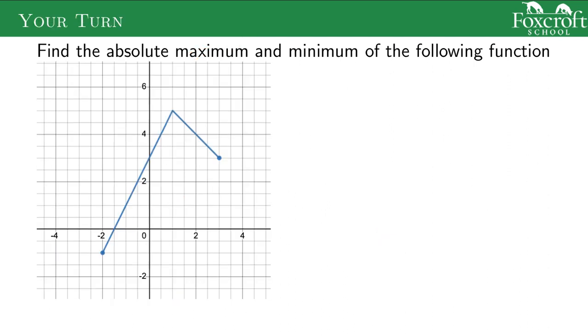Here's one for you to try on your own, less confusing. Just find the absolute max and min for this function. And I'll tell you the answer in 3, 2, 1. The min is negative 1. The max is positive 5.